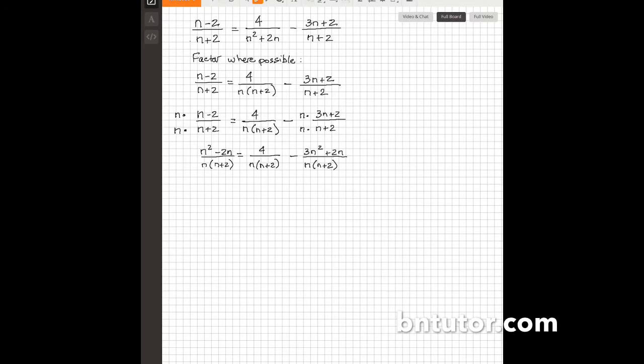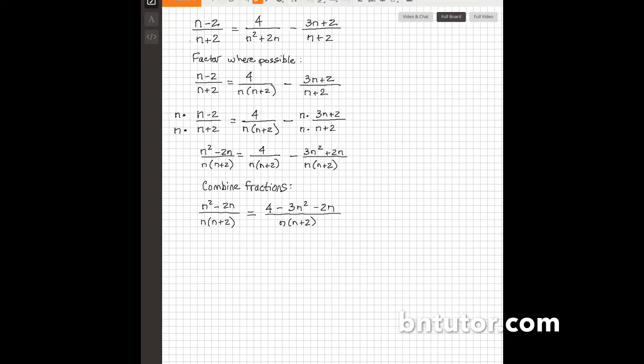Now the denominators match, so we can combine these two fractions on the right-hand side of the equation. Since we have a negative sign in front of that second fraction, we need to make sure that we change the sign of both of those terms, so it's 4 minus 3n squared minus 2n over the common denominator. Now, since the denominators match, we can basically ignore them and focus entirely on the numerators and solve.